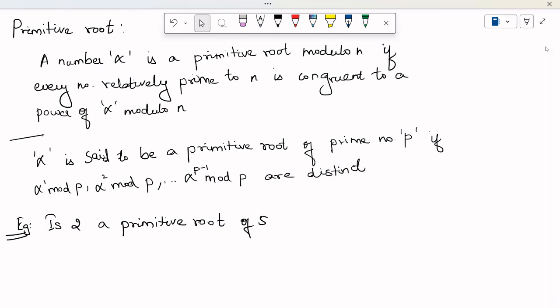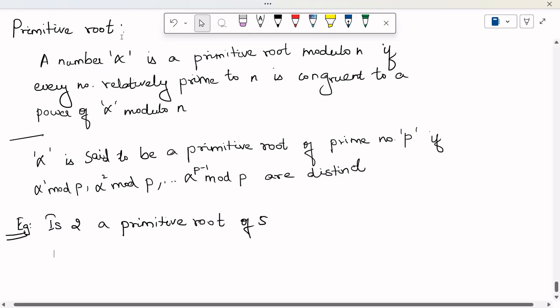So these concepts we will be using in cryptographic techniques, encryption techniques, which we will be discussing further. Primitive root. What is a primitive root?